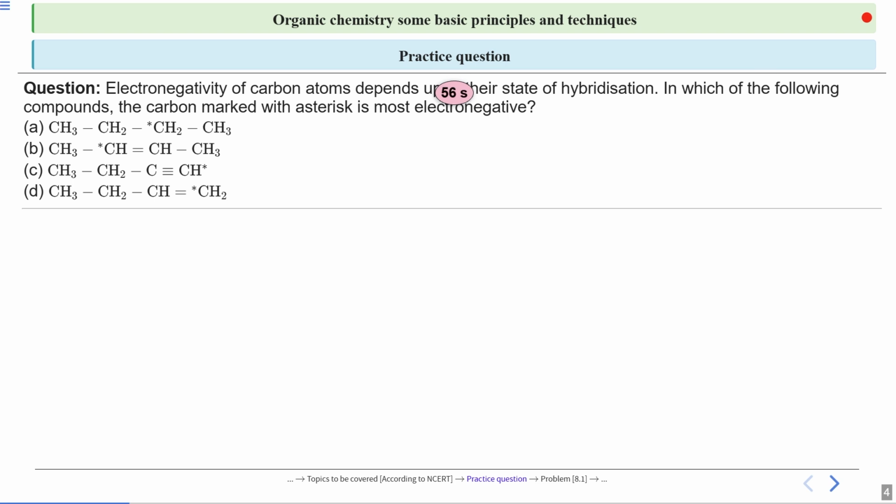Just try to determine the hybridization for each of these and see which one has the greatest S character. So this would be a hint to you. So you have 20 more seconds to go.